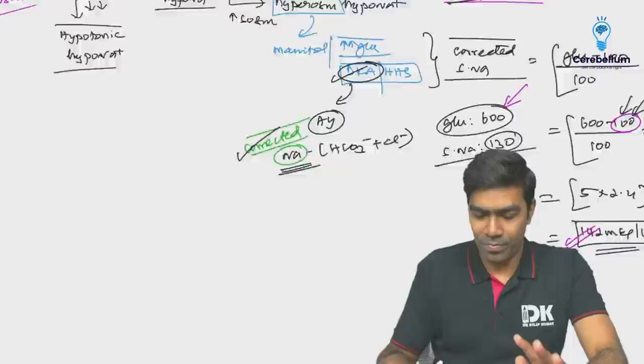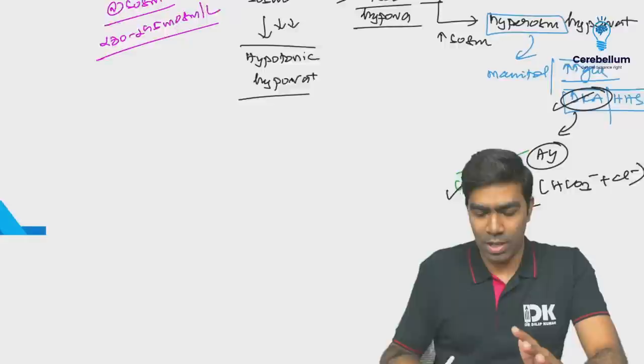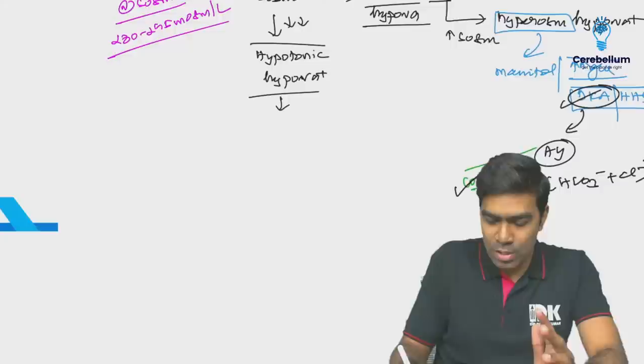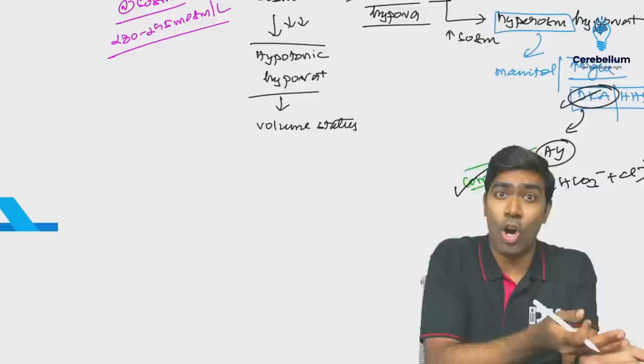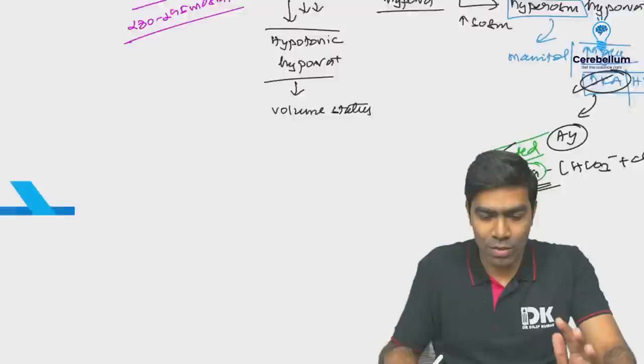Then what about hypotonic hyponatremia? Now, what is the next step? If it's a hypotonic hyponatremia, the next step is to look at the volume status of the body. Clinically, you see whether the patient is dehydrated or having edema, whether the patient has low JVP or high JVP, ascites, effusion, or hypotension and shock. Oliguria is a sign of hypovolemia. So you have to look at the volume status of the patient clinically.